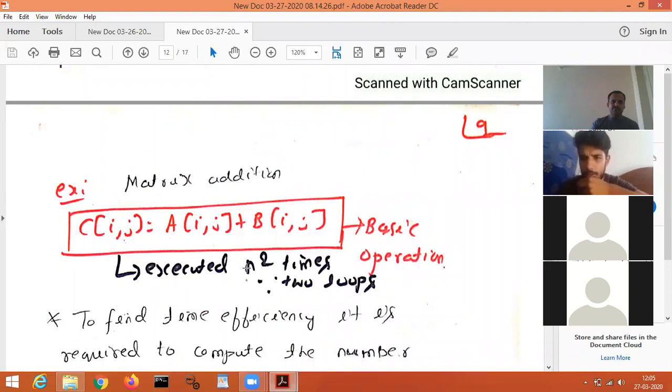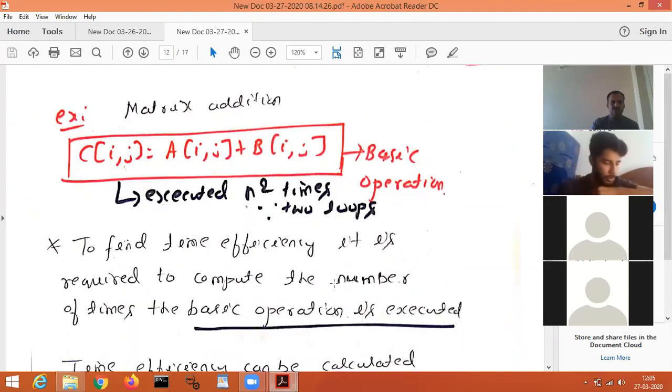For example, in matrix addition, the basic operation is c of i comma j equal to a of i comma j plus b of i comma j. How many loops will be there? This is the ith loop, and another one is the jth loop. How many times will this be executed? N square times, because there are 2 loops. To find the time efficiency, it is required to compute the total number of times the basic operation is executed.